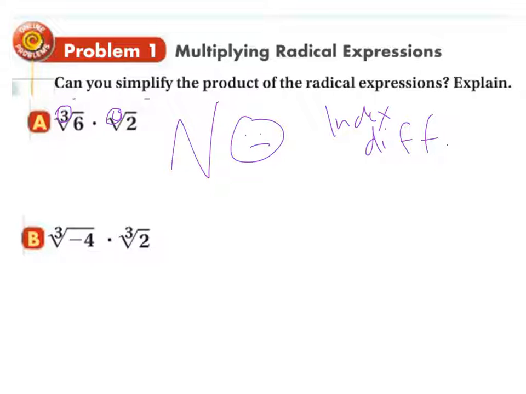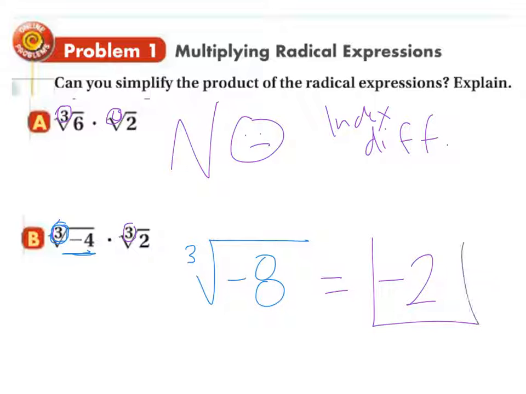Now I look at my second one, I have a third root, which by the by, if you have a negative number here, you have to make sure that this is an odd index. If it's not, then you can't do that. I can multiply those two together. So this would become the third root of negative 8. The third root of negative 8 would be negative 2. That would be my answer.